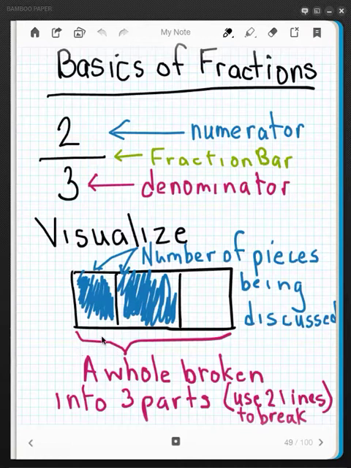Now, as far as dividing a whole thing into parts, what you want to look at is how many parts you're dividing into, your denominator, and you're going to use one less line to divide that up. So we have a whole thing here and we want to divide it into 3 parts. So I'm going to use 2 lines to do that. And when we break a whole thing into parts, we want to do that as evenly as humanly possible. So these pieces are considered to be even breaks.